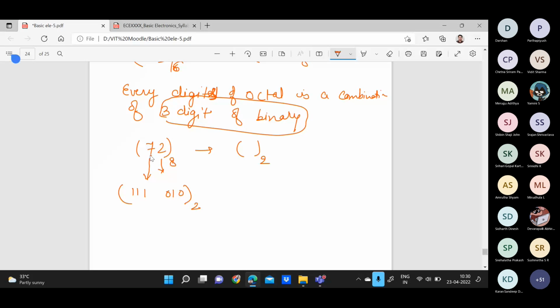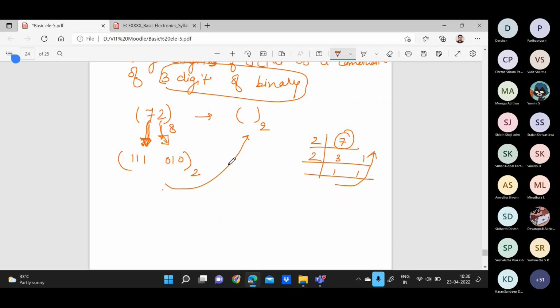111010. That means separately you write down 7. If you divide 7 by 2, what do you get? You will get 3, and the remainder is 1. Then if you again divide by 2, it will go 1 time and the remainder is 1. That means you can represent 7 by 111. So separately you write down for 7, separately you write down for 2. That will be the number in binary.